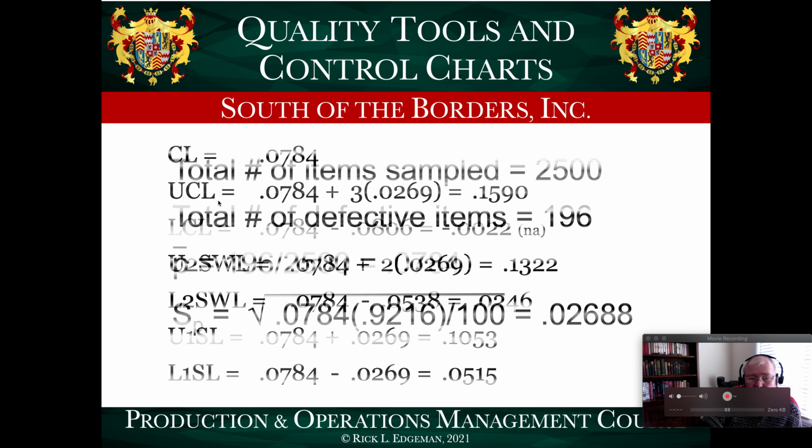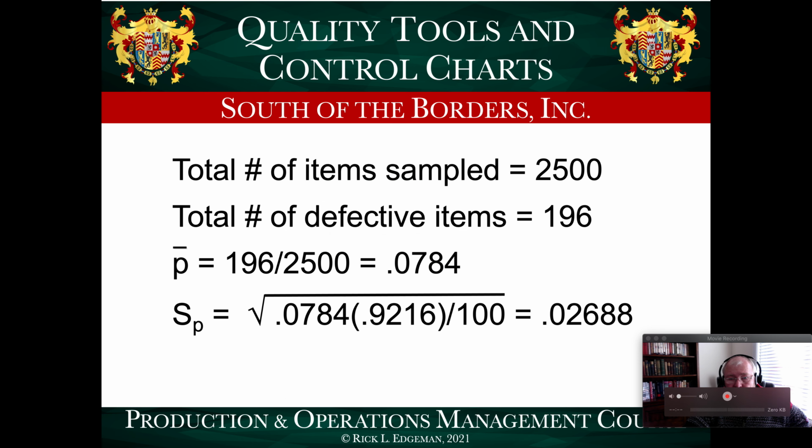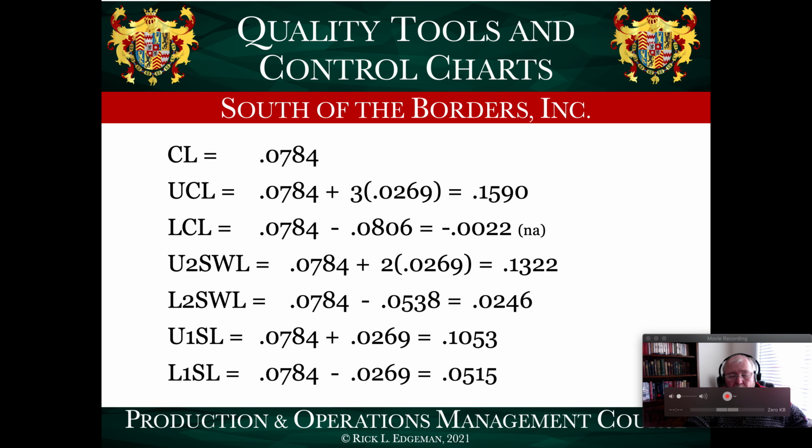Did you have that in any of your data? 14. So you're not going to have pattern 1. Nothing plots above that upper control limit. What about the other patterns?